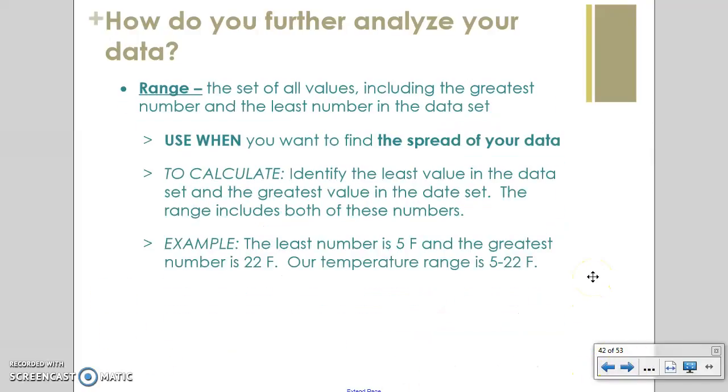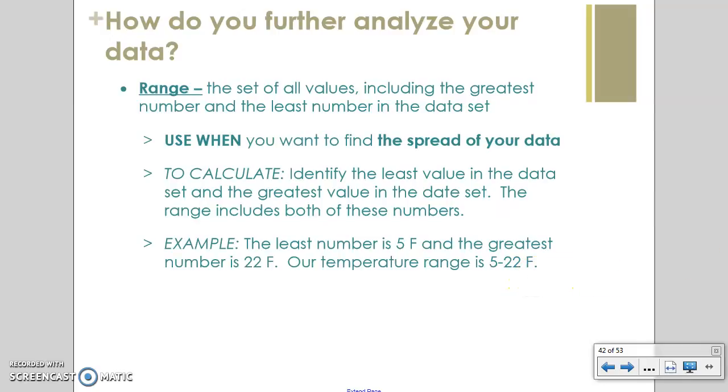And the last type of mathematical analysis you may use when working in experiments is finding the range. You may find it useful to know what was my smallest number and my biggest number while working on this experiment. And so it's essentially your spread of data. So to do this, you find your smallest number or your least value in the data set and your greatest value in your data set, and that's the range. So the smallest number in this case was 5 degrees Fahrenheit, and the greatest number was 22 degrees Fahrenheit. So in this case, the range of our temperature was 5 to 22 degrees Fahrenheit.